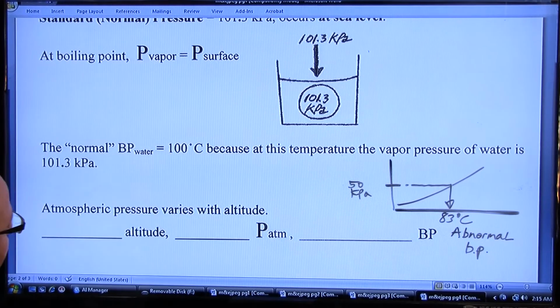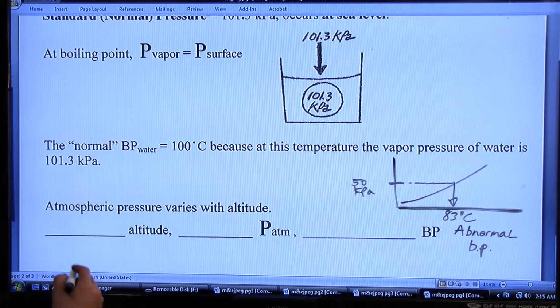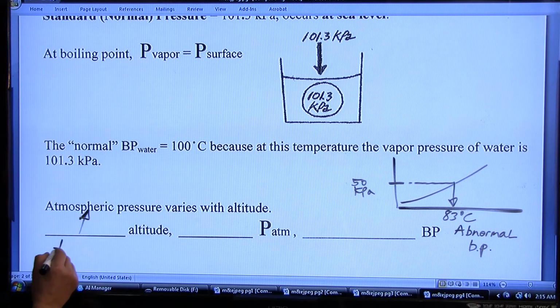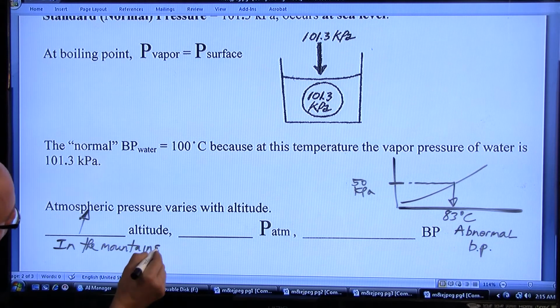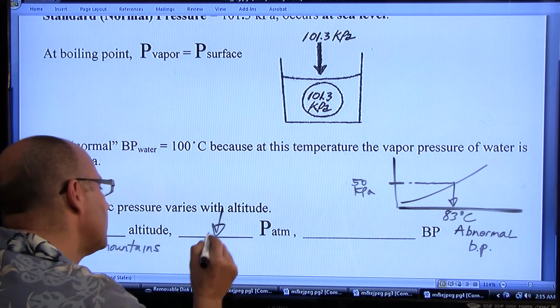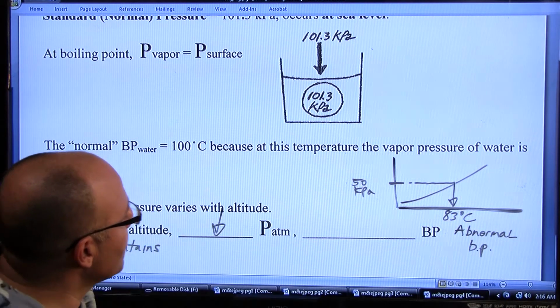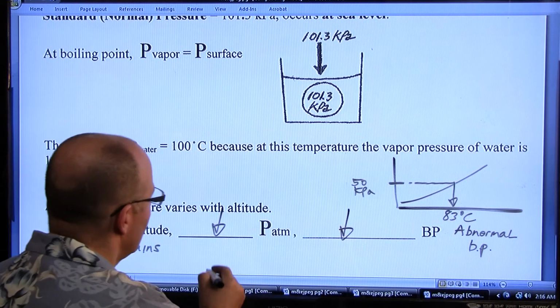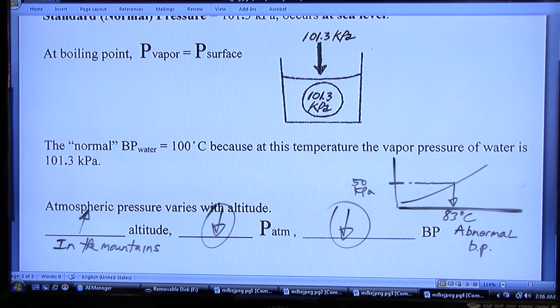boiling point, because we have an abnormal pressure. Atmospheric pressure varies with altitude, with your elevation off the surface of the earth. If you increase the altitude, like in the mountains, you probably know there's less air in the mountains, which means there's less atmospheric pressure. If there's less pressure pushing down on the surface of the liquid, then the boiling point of the water will be lower. So these are directly related. That's good to know. In the opposite case, if you're down in the valley where there's more air pressure, the boiling point will be elevated, will be higher.